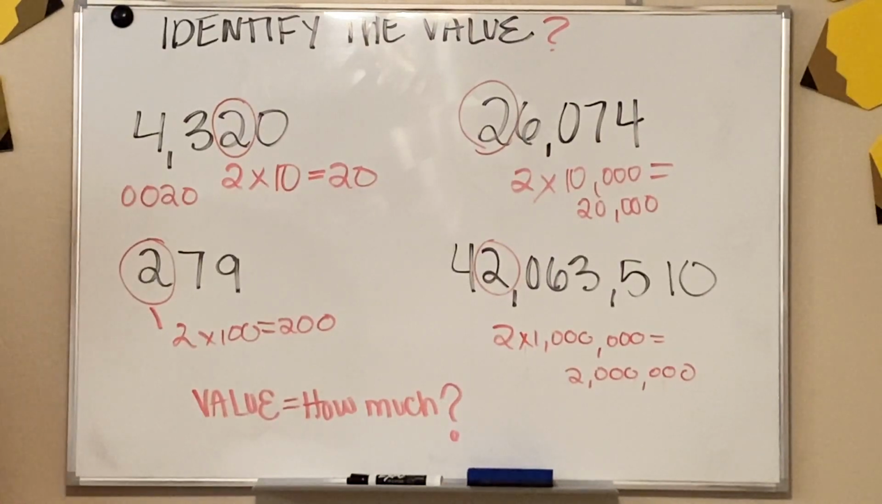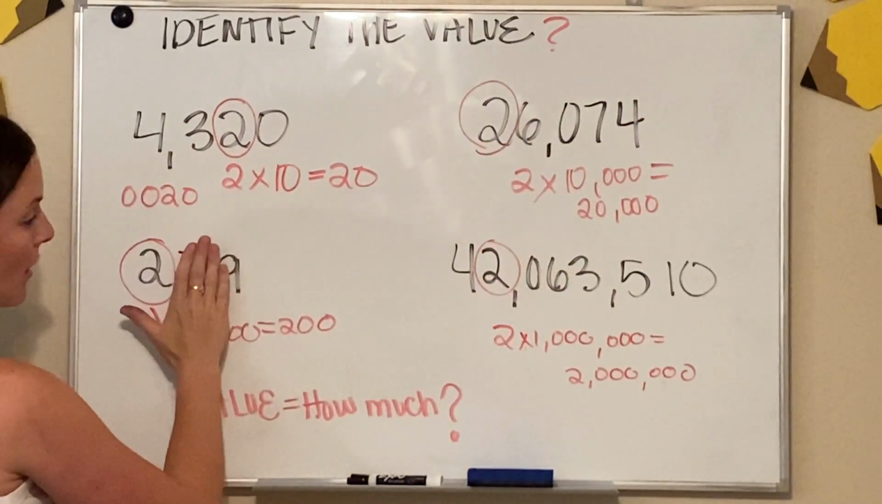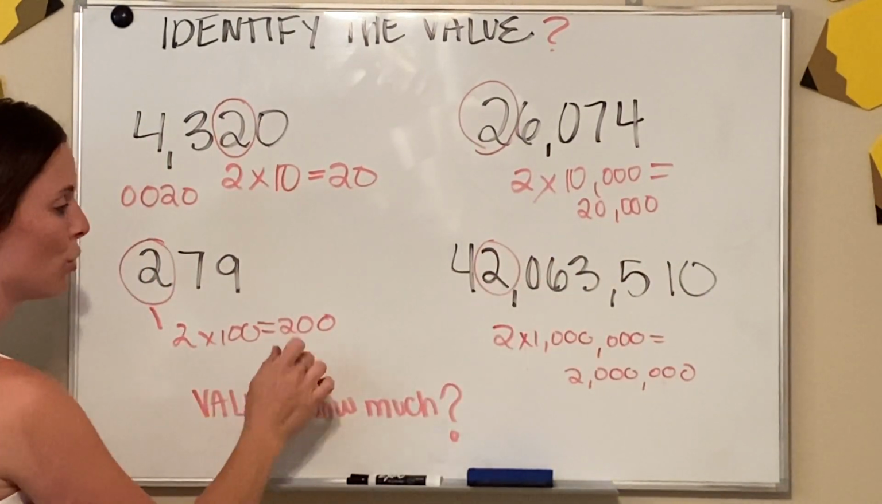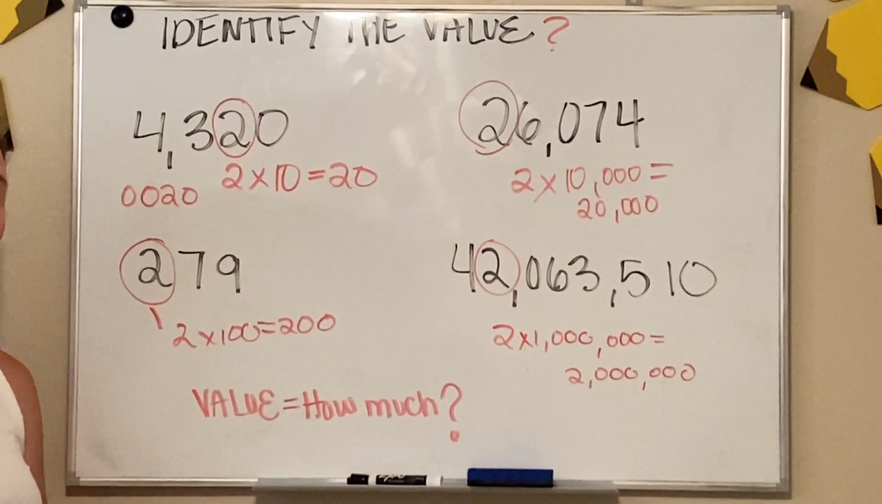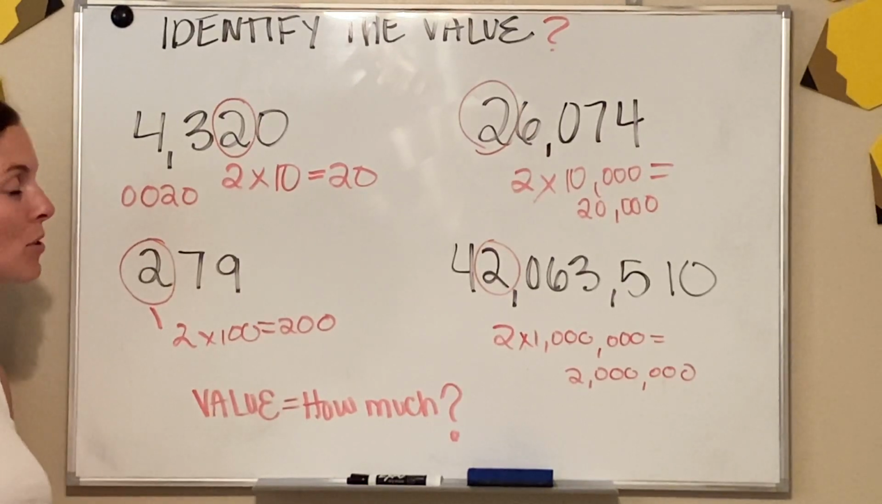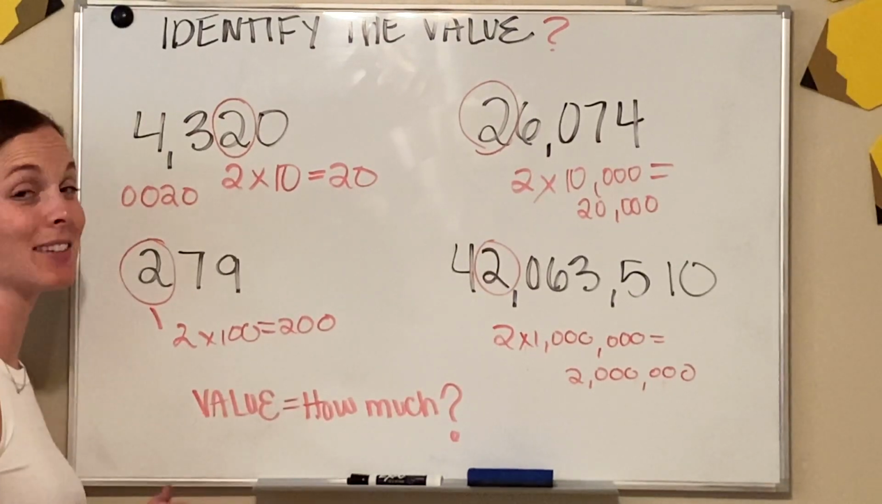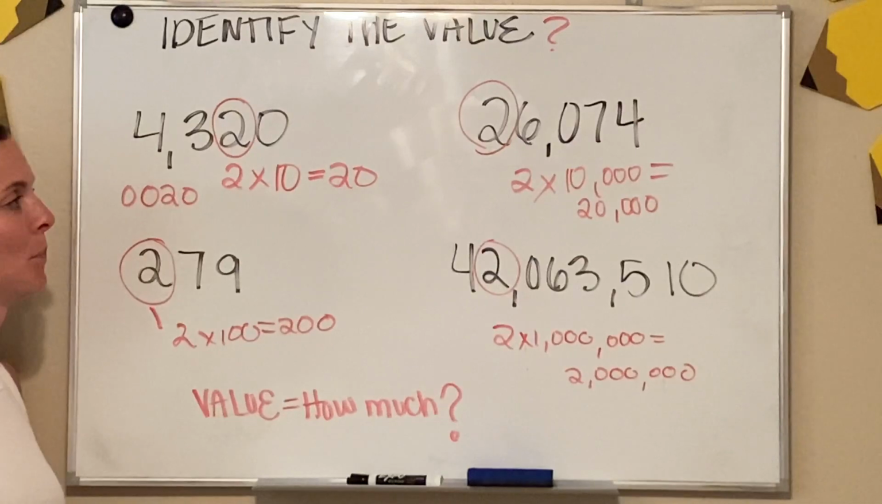Remember the other trick? You can cover up the other digits with zeros, and if I did that, I would still get the same answer. 20, 200, 2 million. So now can you compare the value of the 2 in each of these numbers? Go ahead and tell someone next to you which one is the biggest. Which 2 had the biggest value?